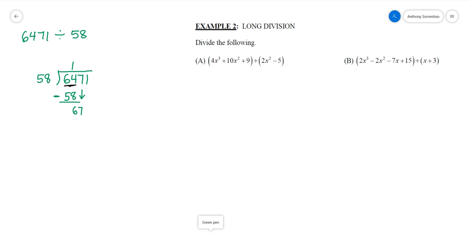58 does go into 67. Again, since 58 times 2 is 116, that's too big. It's going to go in once again. And 1 times 58 is 58. When I subtract these now, I get a 9 here. I bring down the 1.